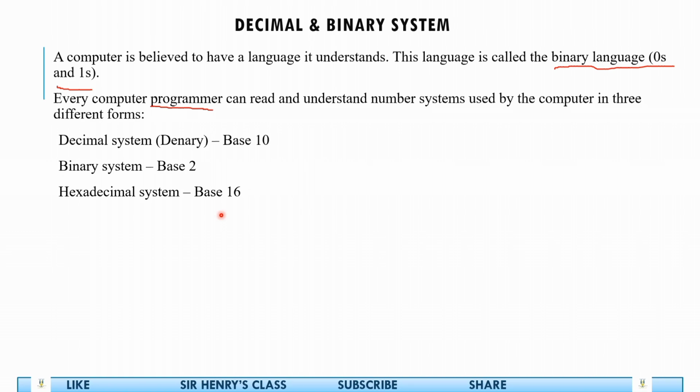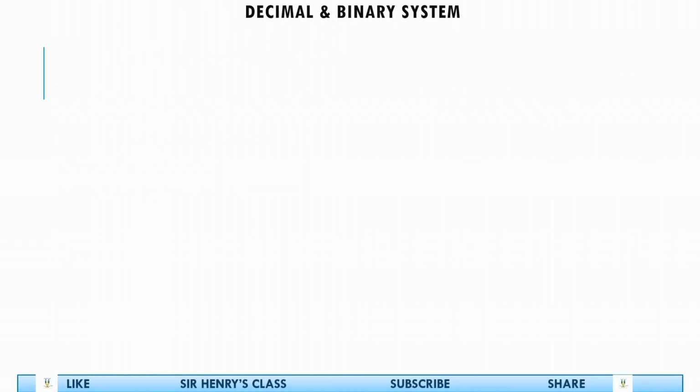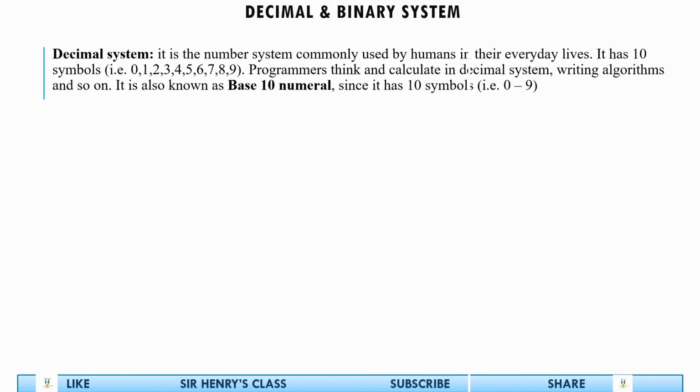So as a programmer, you can read your numbers in these three forms, but the computer understands this binary system. So whatever information given to the computer is going to be broken down to the binary. But as a programmer, you will be privy to these three, and there are ways you can calculate or change them from one form to the other. Let's look at the decimal and the binary number system.